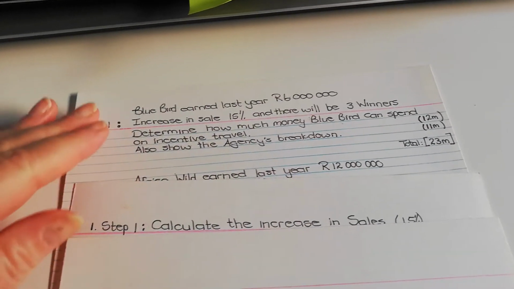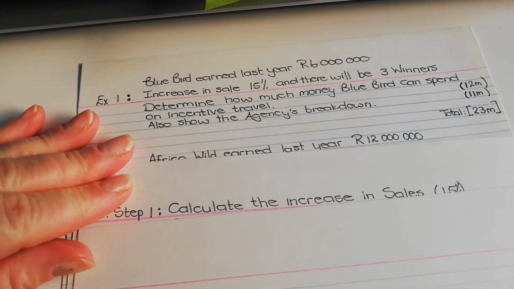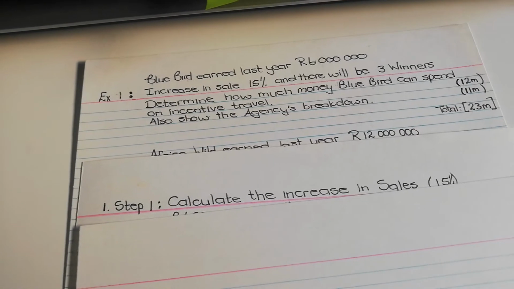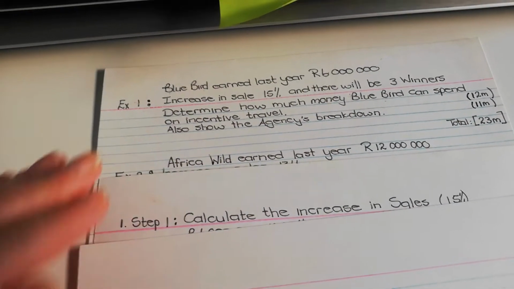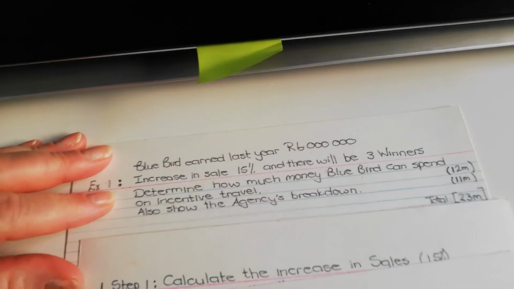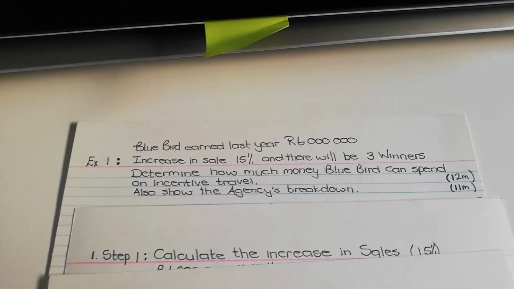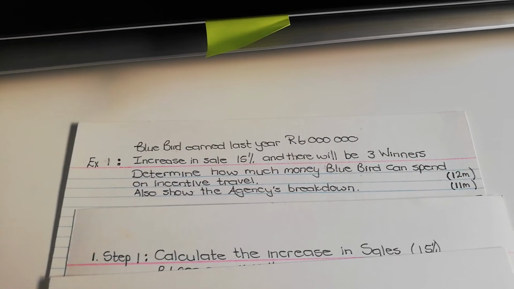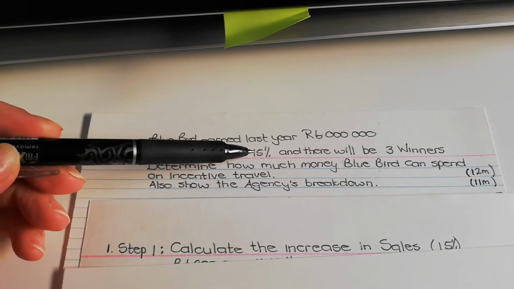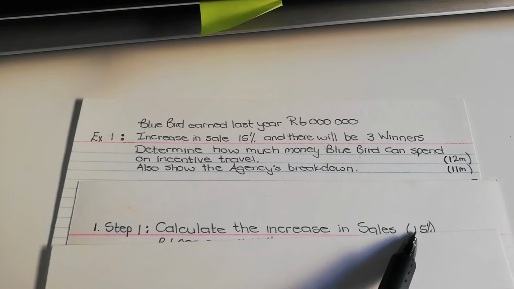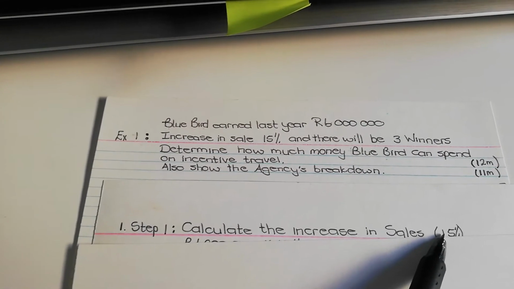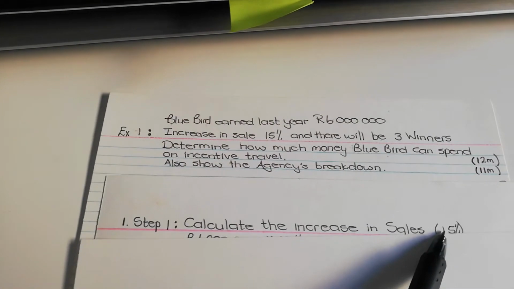The first step, you already wrote that down. Calculate the increase in sales, but can you remember we put a dot in? Now where do I get this 15%? The 15% comes from the top of the question. Increase in sales is 15%, and that is what you will write in brackets. Always remember the percentages must be written behind the step.